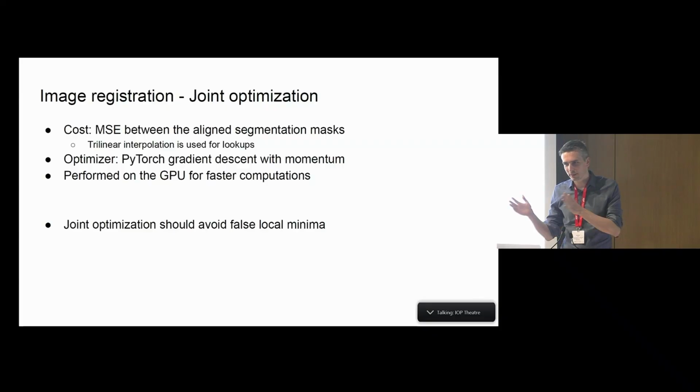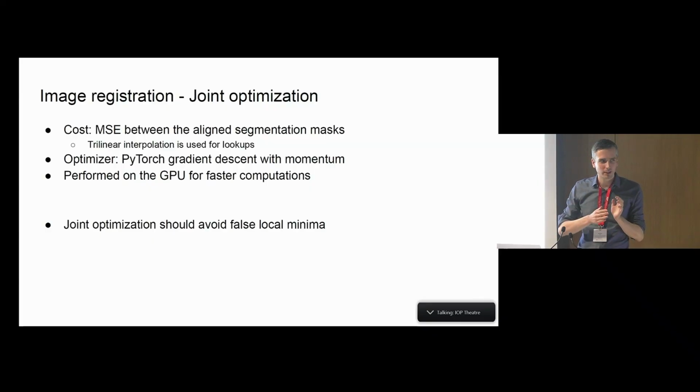And because I implemented this whole approach in PyTorch, you could use the PyTorch gradient computations to do gradient descent on this data set. I used gradient descent with momentum to optimize this problem. Also because everything was in PyTorch, you could run it on the GPU, which sped up the implementation quite a lot. And the nice thing about this joint approach, where we describe all images in the same transformation model, is that you're less sensitive to local minima.